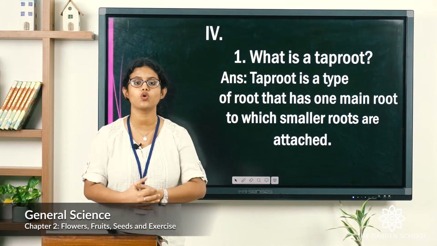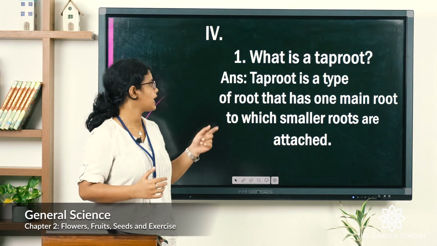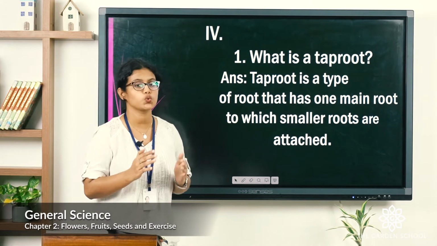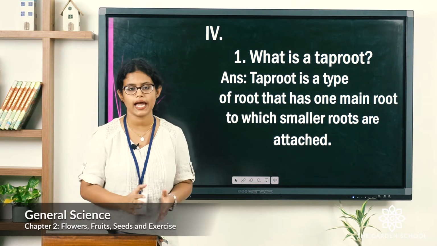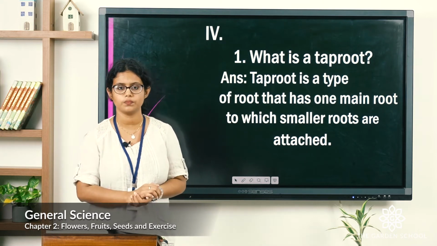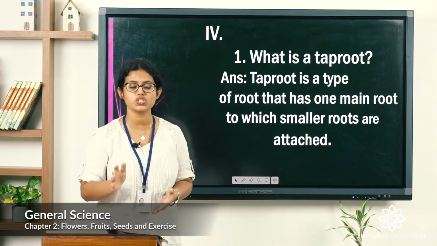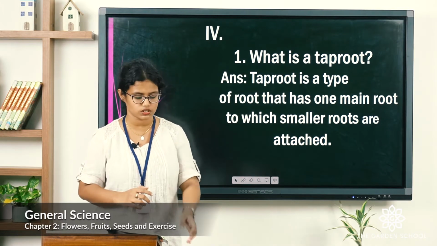So you all know what is a taproot. Taproot is a type of root that has one main root to which smaller roots are attached. There are many examples for taproot like mango tree. One main root from which smaller roots are attached.